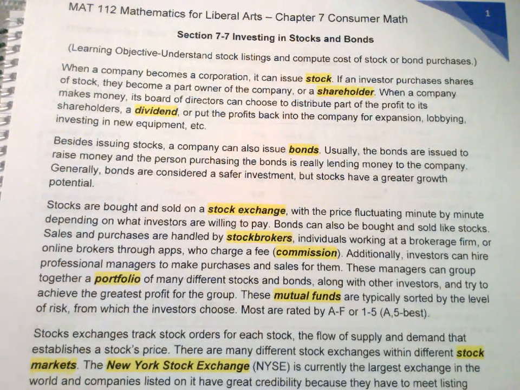Besides issuing stocks, a company can also issue a bond. Usually the bonds are issued to raise money, and the person purchasing the bonds is really lending money to the company. Generally, bonds are considered a safer investment, but stocks have greater growth potential. So when you buy stock, you're buying part of a company, so your fate is linked to how that company does in the long term.